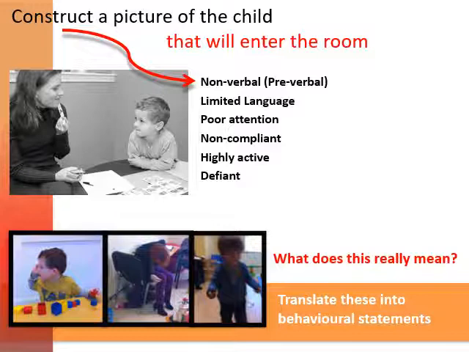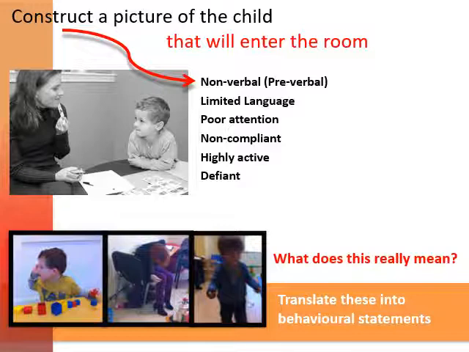Coming back to some of this language, you will hear many words around children. Poor eye contact, they have poor attention, limited attention, they're highly active, they're non-compliant, they're defiant. I find these terms not so useful and not so helpful, and in fact can steer you away from a better understanding of a child.